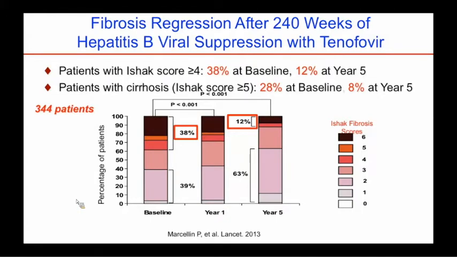cirrhosis. This was a very large study from multiple units, I think all in Europe, looking at the impact of long-term treatment with tenofovir on the fibrosis score of patients who were biopsied at baseline, 1 year later, and 5 years later. Among the cirrhotics, who comprised 38% of the population at the outset, with good long-term viral suppression, only 12% remained cirrhotic 5 years later.